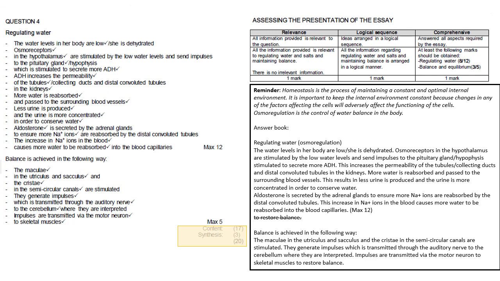As for her balance, balance is achieved in the following way. The maculae in the utriculus and sacculus and the cristae in the semicircular canals are stimulated. This is all in the ears. They generate impulses which are transmitted through the auditory nerve to the cerebellum, where they are interpreted. Impulses are transmitted via the motor neuron to skeletal muscles to restore balance. So the content is going to give you 17 marks, with up to 12 for the regulating water portion and up to 5 for the balance portion.